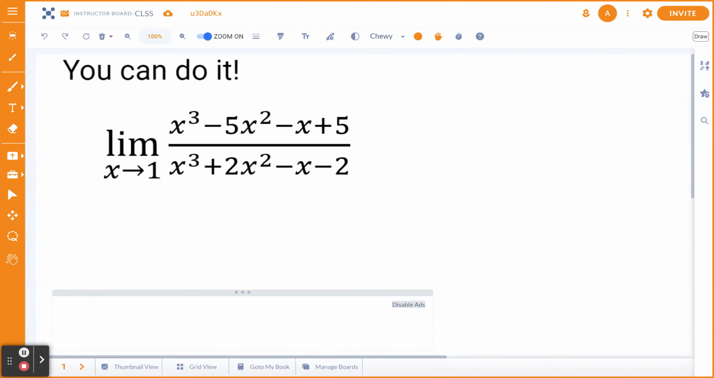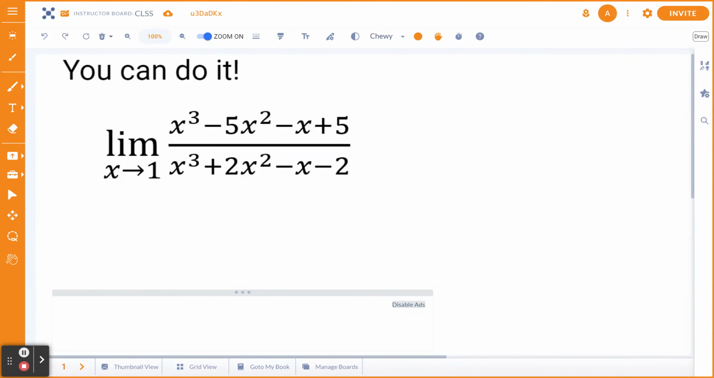Hi everyone. Let's take a look at the following limit. Find the limit of x to the power 3 minus 5x squared minus x plus 5, all over x to the power 3 plus 2x squared minus x minus 2, as x is approaching infinity.